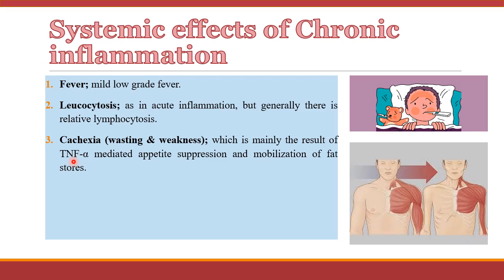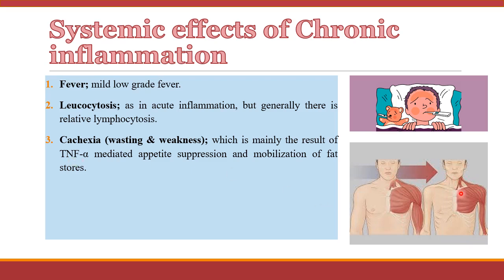But this is for a long time, not like acute inflammation. Acute inflammation is short-lived, so it does not have long enough time to make changes in the patient's looks or weight. But here we have a long process, maybe for years. So under the effect of long-term release of chemical mediators, the patient will start to lose appetite and, again, as we said, lose fat from the stores. So this is an example of cachexia here.